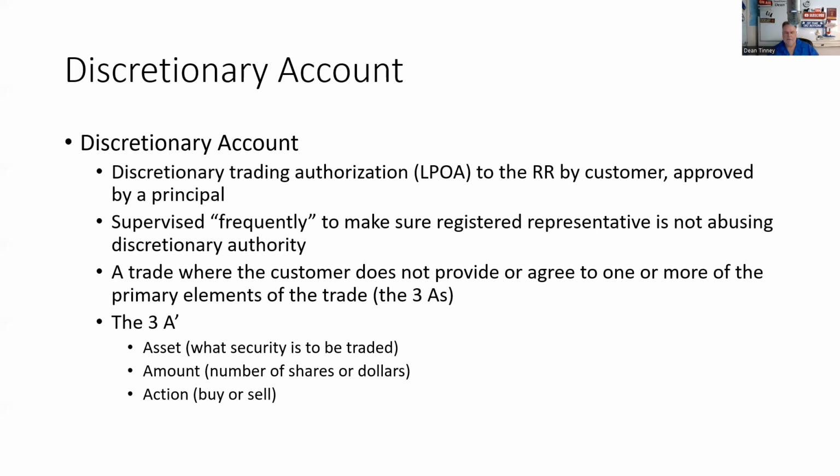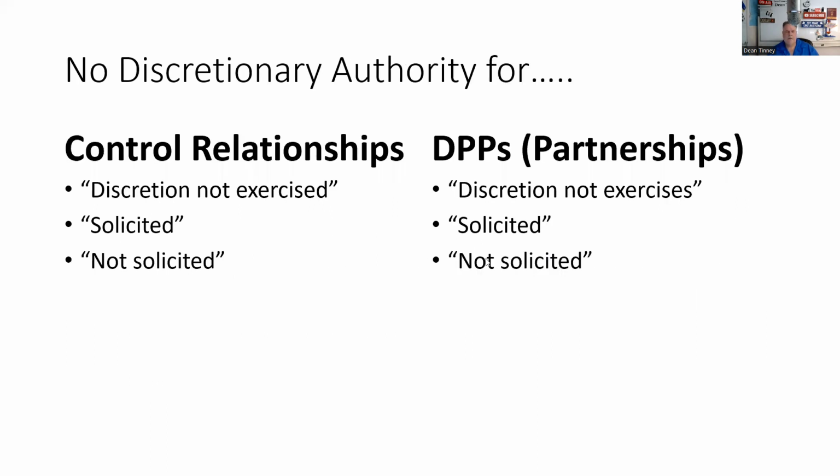A trade where the customer does not provide or agree to one or more of the three A's, as we said, if one, two, or all three are missing, it's a discretionary order. And if all three A's are present, it is not a discretionary order. We're not allowed to use discretionary authority for control relationships.